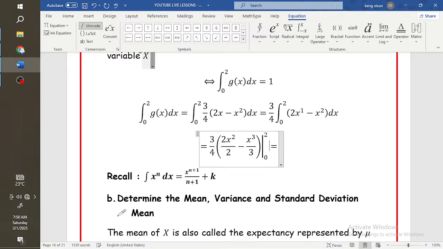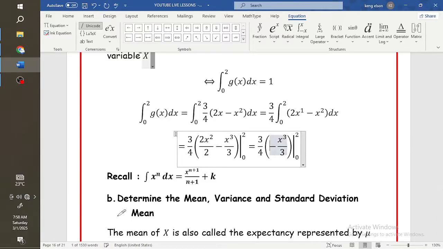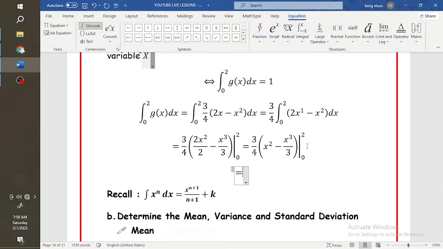So this is equal to, now we have 3 over 4. Now this first term just simplifies to x squared, right? Because the 2 cancels. Okay, so if we simplify, what do we have?